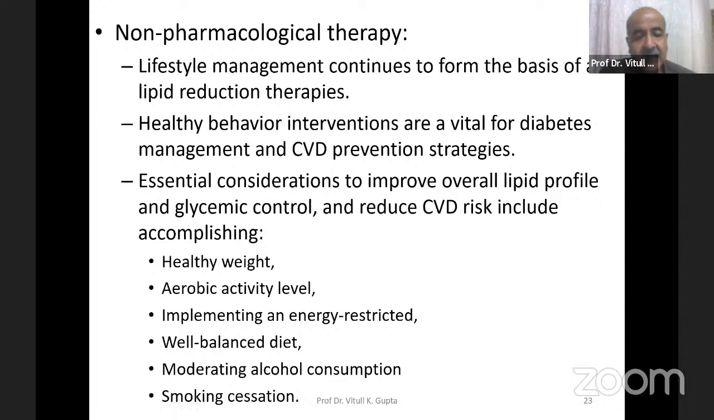For non-pharmacological therapy, once we consider the patient as dyslipidemic or having a non-communicable disease, lifestyle management should continue to form the basis of all lipid reduction therapies at any time. Healthy behavior interventions are vital for diabetes management and CVD protection strategies, and that is true for all non-communicable diseases. Essential considerations to improve the overall lipid profile and glycemic control, along with hypertension and obesity, and to reduce the CVD risk include accomplishing a healthy weight, aerobic activity level, implementing an energy restricted, well balanced diet, moderating alcohol consumption, and smoking cessation. So that forms the basis for non-pharmacological therapy.